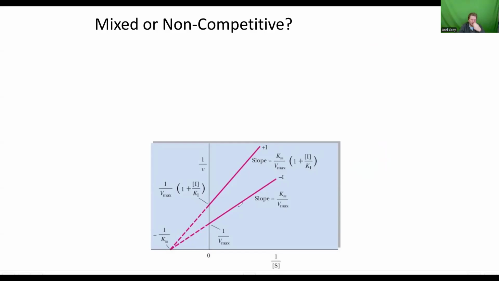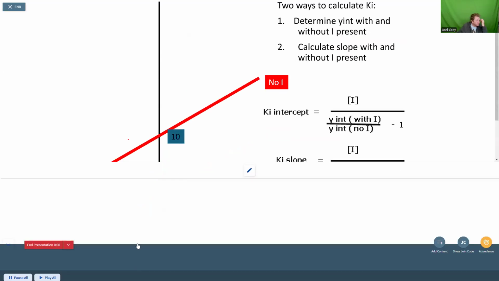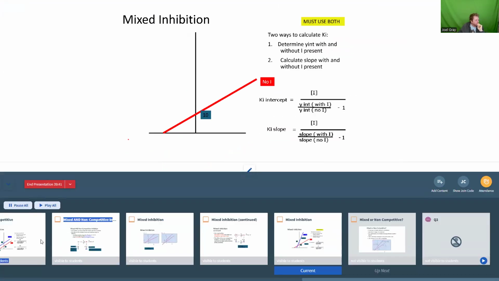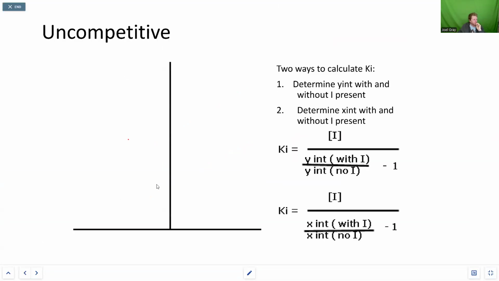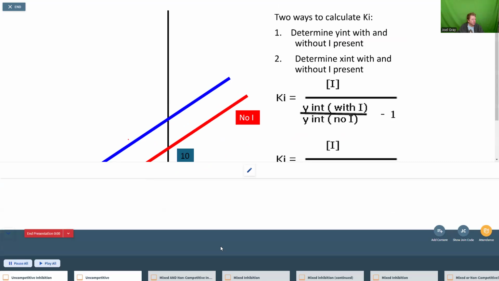Now, thinking about it as, okay, what about if my lines intersect on the x-axis? Well, then I have a non-competitive inhibitor. What if my lines don't intersect at all? That would be an uncompetitive. So I'm going to jump back to show you that one, but I don't need my pen function. Nope, I can do it this way. Here's my lines not intersecting at all, a hallmark of an uncompetitive inhibitor.